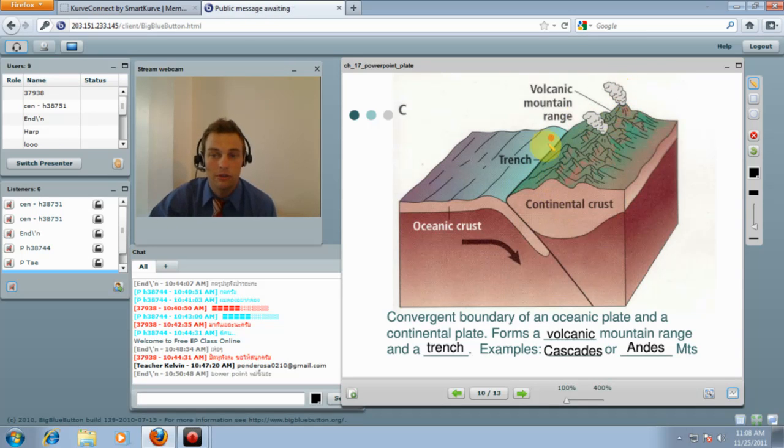You get a volcanic mountain range when you have ocean meeting land, continental crust, and they're convergent, moving towards each other. You'll have volcanoes. And all along the coast of South America, the Andes, that is also a volcanic mountain range. Those are volcanoes as well.